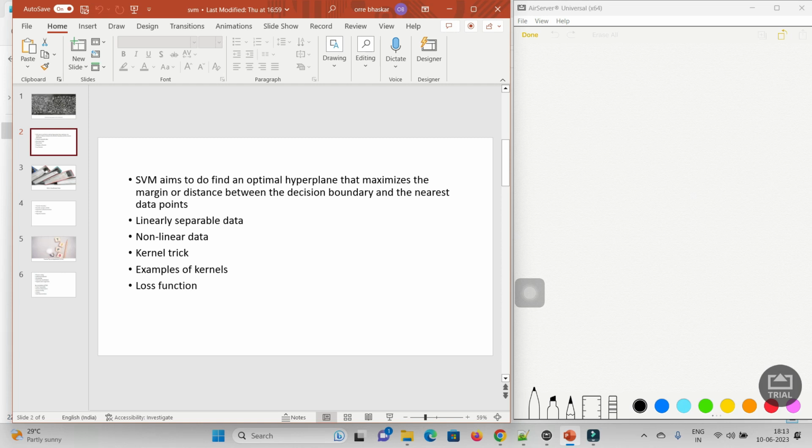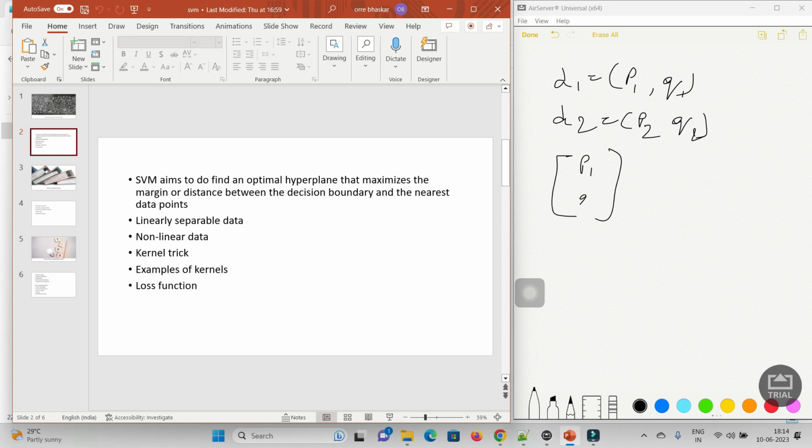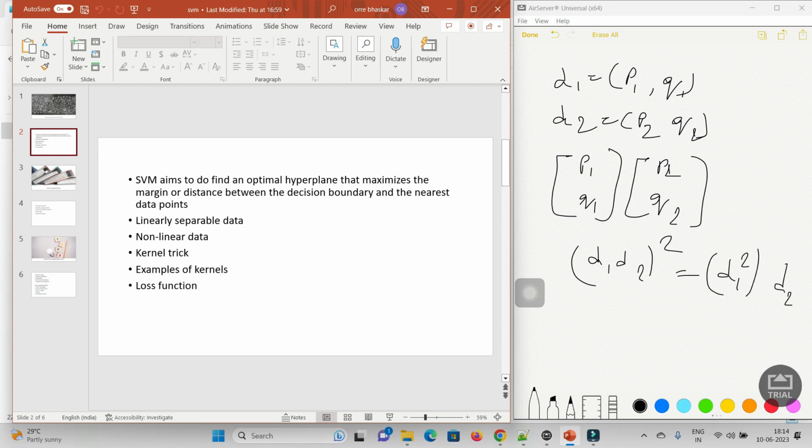If there are two data points, d1 equal to (p1, q1) and d2 equal to (p2, q2). So these are two data points. I will just take them in matrix form: p1 q1 p2 q2. So we want to take a square of d1 and d2. We have two options. Either multiply d1 and d2 and take the square, or take the square of d1 separately, d2 separately, and multiply them.